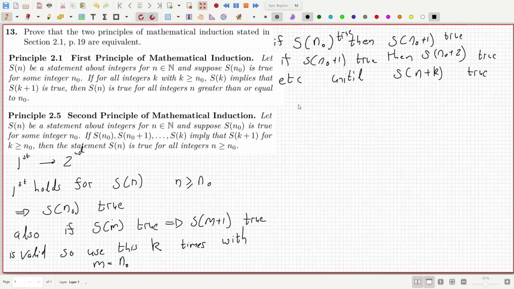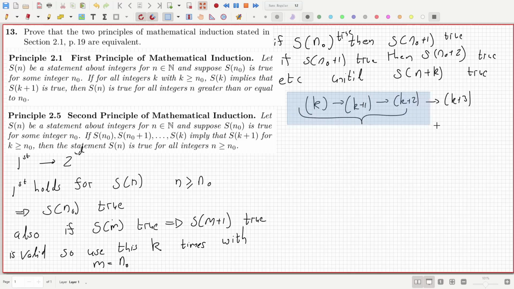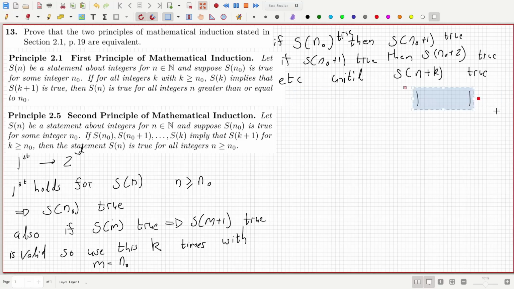So kind of what's happening here, it's like the first principle lets you say k leads to k plus 1. And you just use that principle several times, use it again, and you kind of just group them all together and say it leads to the next one. It's kind of like the idea. So basically, you use the first one several times to stack it up to make it look like the second.